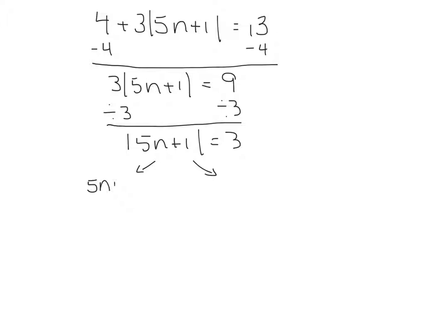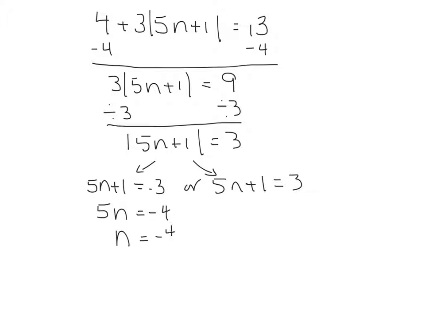So either 5n plus 1 equals negative 3, or 5n plus 1 equals 3, because those are the only two things that it could equal to get that absolute value result. Subtract 1 from each side, and we're going to get 5n equals negative 4. Divide each side by 5, and we're going to get n equals -4/5. Or subtract 1 from each side, and we're going to get 5n equals 2. Divide each side by 5, and we're going to get n equals 2/5.